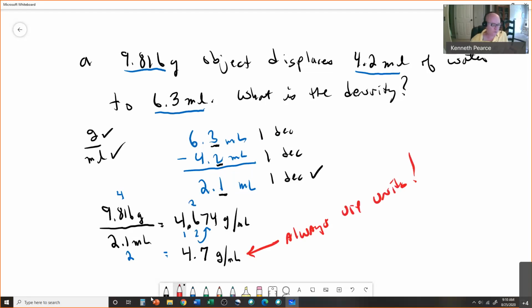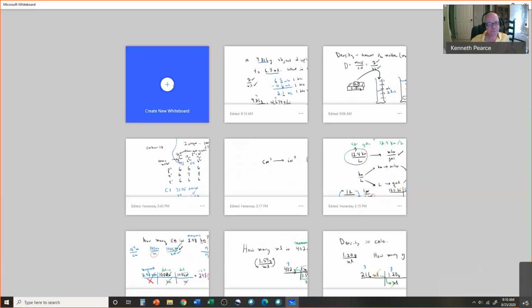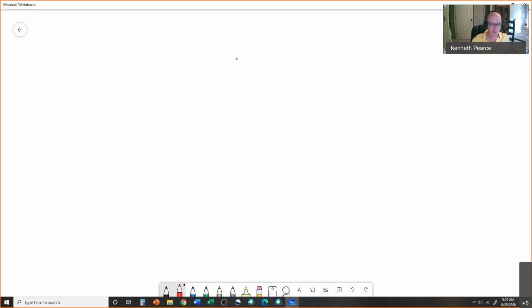Okay, always use units. Now this is how you find the density of something. But many times we have an object and we want to decide, based on the density, how many milliliters is that object if I know the mass, or if I know the volume, how many grams does the object have to be? Okay, now, when we have density, keep in mind, what is density? Density is grams per milliliter. That's what density is.